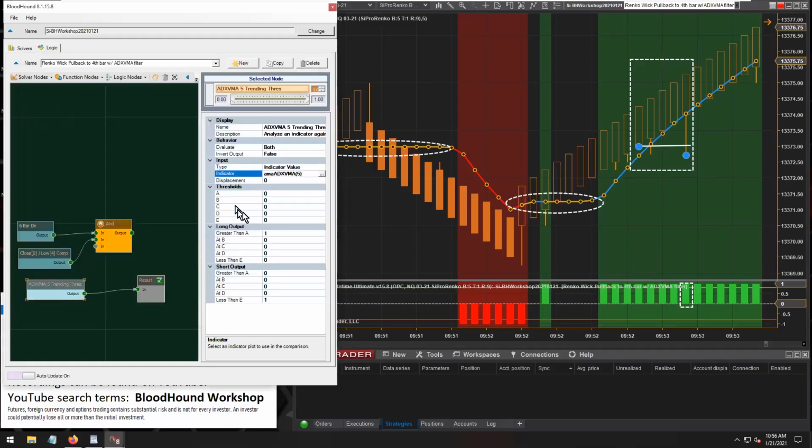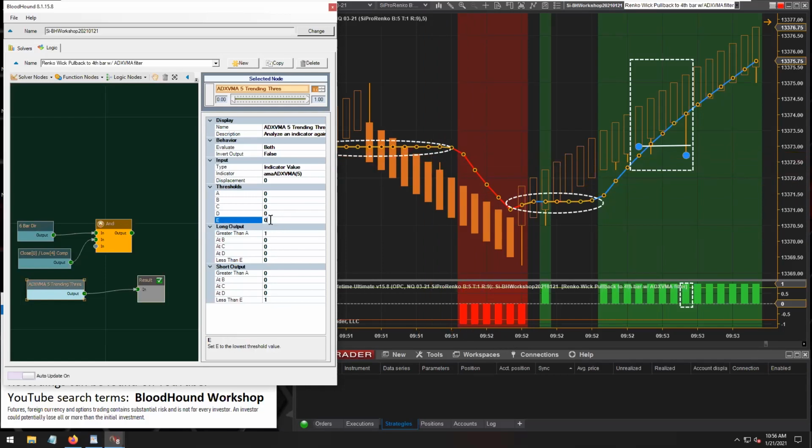So for a long output, we know that trend is going to be a positive 1, which is going to be greater than 0. And for a short output, a negative 1 is going to be less than 0.